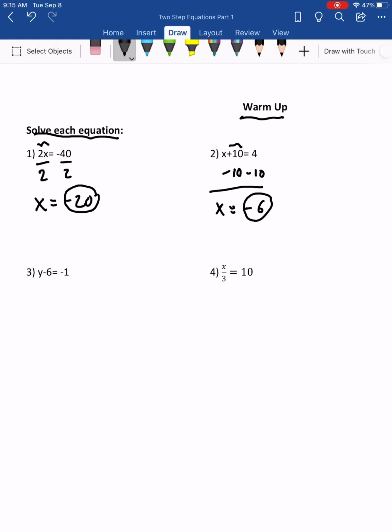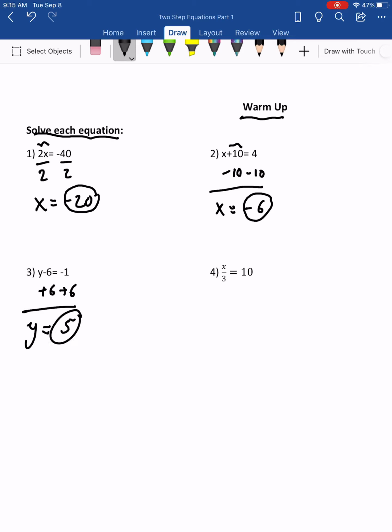All right, number three, y minus 6 equals negative 1, so we want to get y by itself. We need to move the minus 6. Think of the minus 6 as subtract 6, so we need the opposite of subtract 6, which is add 6 to both sides. All right, so y is going to be negative 1 plus 6. So when we're adding numbers with different signs, we subtract. 6 minus 1 is 5, and then we keep the sign of the larger one, which is 6, its sign is positive, so the answer is going to be positive 5.